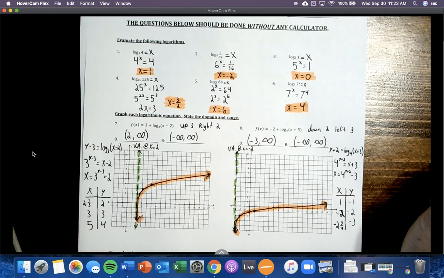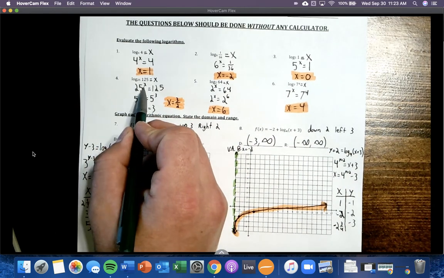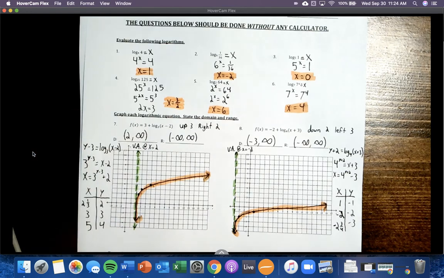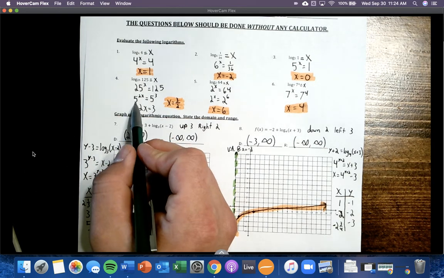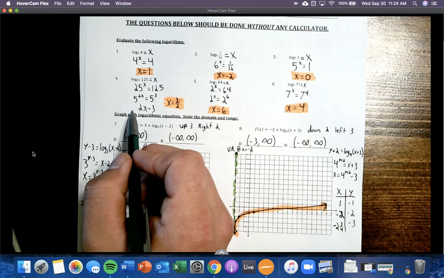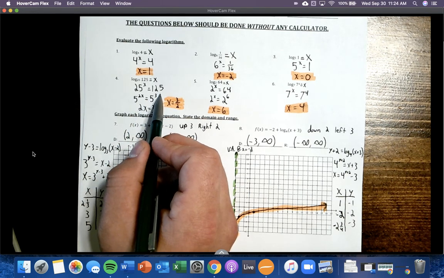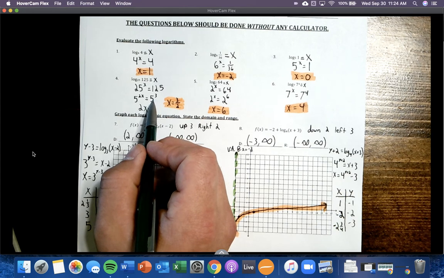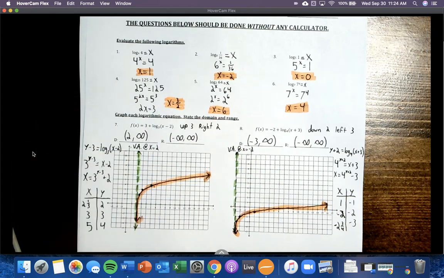Number 4 gets a little more tricky, right? It's 25 raised to the what power equals 125. Well, if we think about 25 and 125, they're pretty friendly numbers, because 25 is just 5 squared. So we can write 25 raised to the x power as 5 raised to the 2x. And then 125, well, that's just 5 cubed. Since they have the same base, we can just go 2x equals 3, and we end up getting x equals 3 halves.